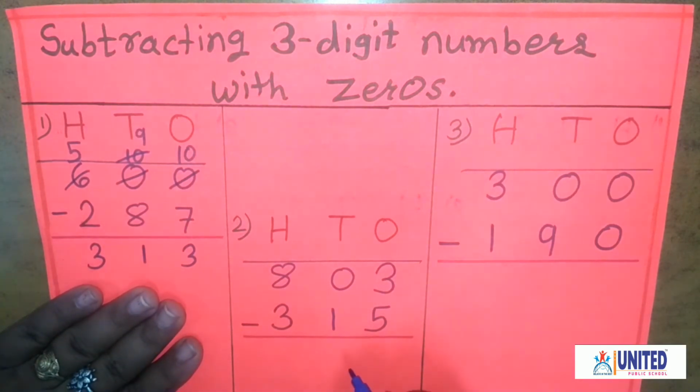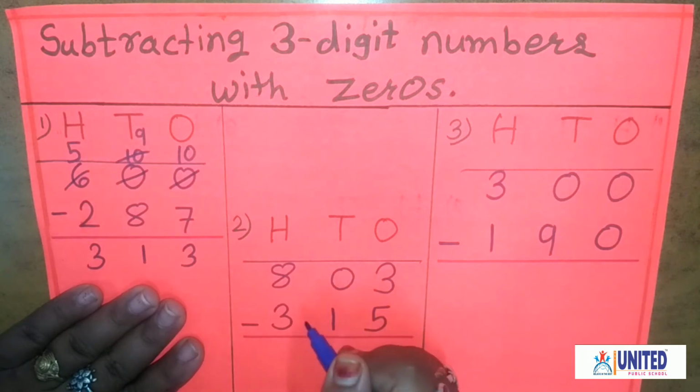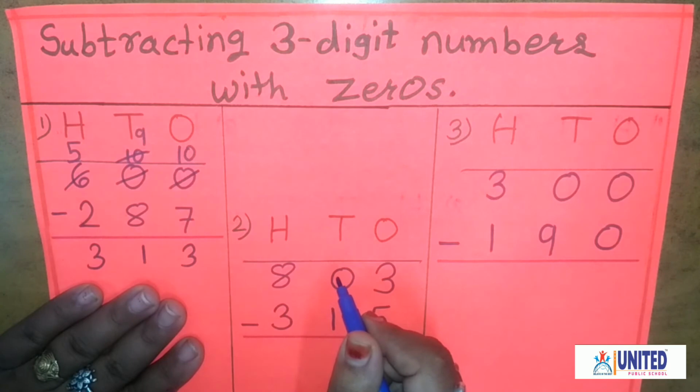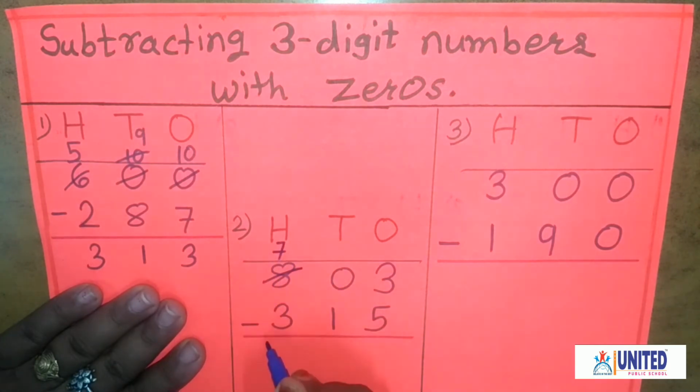3 minus 5 is possible? No. So we can take the borrow from the tens column. But the tens column already has 0, so he cannot give the borrow to the ones column. So he takes the borrow from the 100 column. So here he takes the borrow from the 100 column.